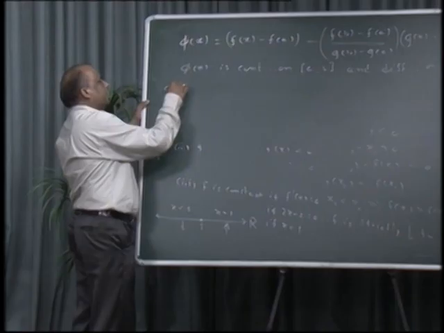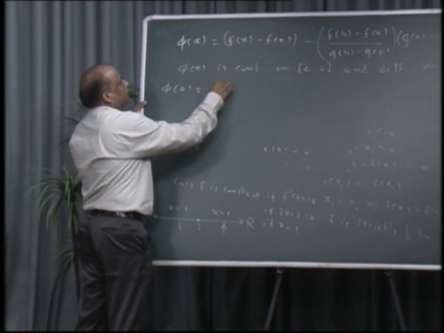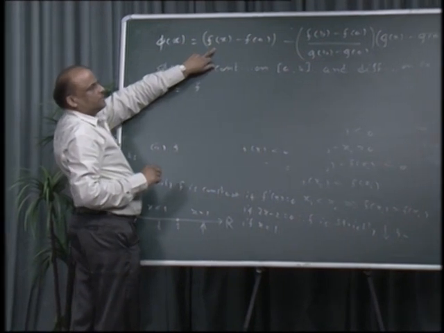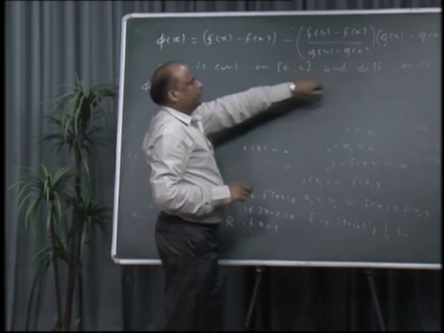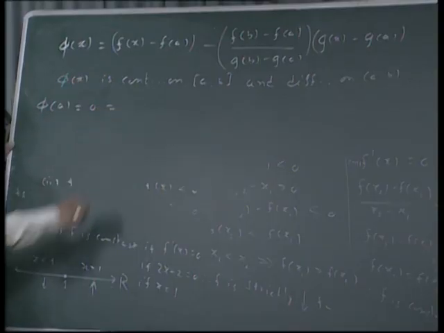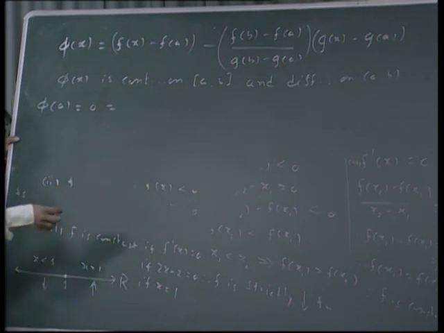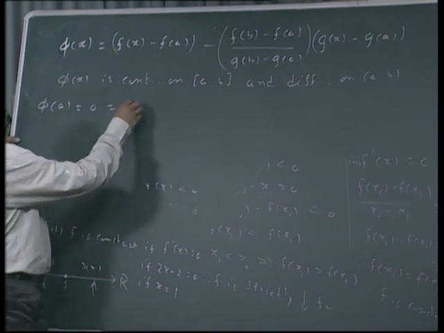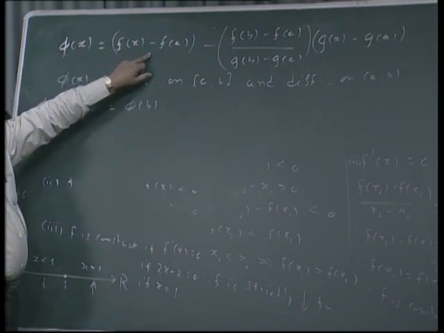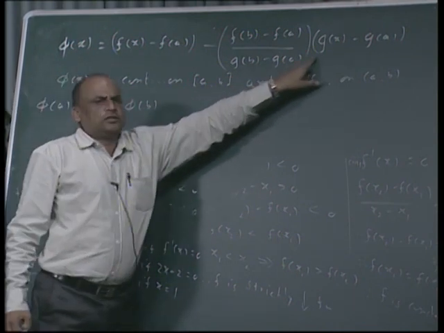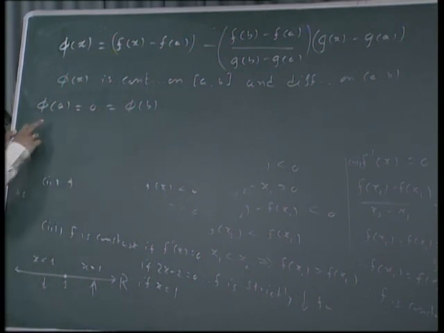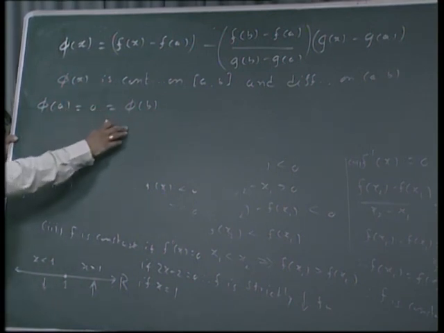Now, I will find out phi of a. Phi of a, when you put x is a, this is 0. When you put x is a here, this is 0. So, phi of a is 0, and when you put x equals b, this would be f(b) minus f(a), this is g(b) minus g(a), that will cancel. So, what we find is that is also 0. So, what we get is phi of a is 0, phi of b is 0.